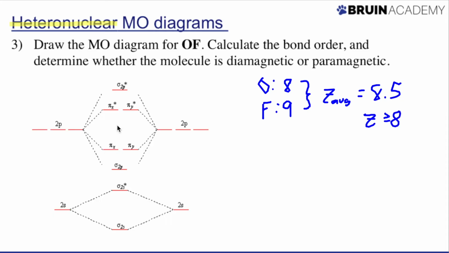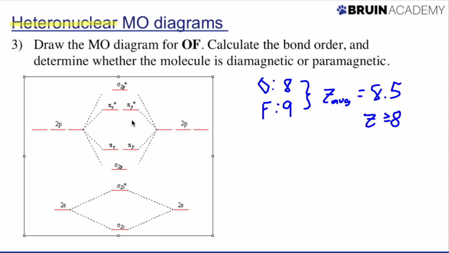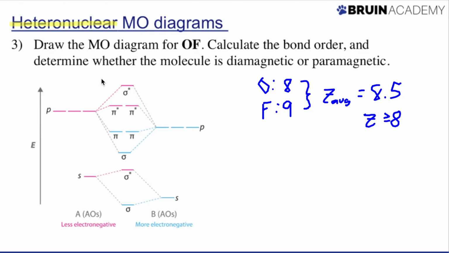And so you might be tempted to use a version that looks like this. It turns out that for heteronuclear MO diagrams, there is a bit of asymmetry because the two atoms are different, and so the energy levels of their atomic orbitals are not going to be the same. So instead, what it's going to look like is something like this, where the arrangement of the MO diagram, the molecular orbitals in the middle is the same, but one of the atomic orbitals is lower energy than the other.